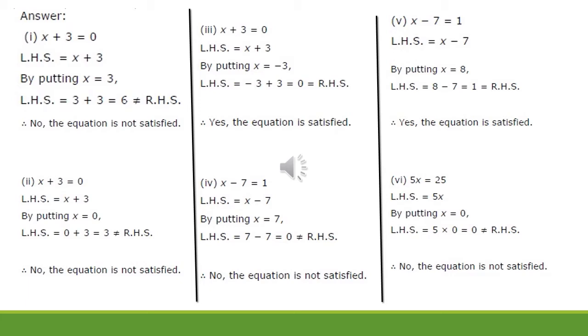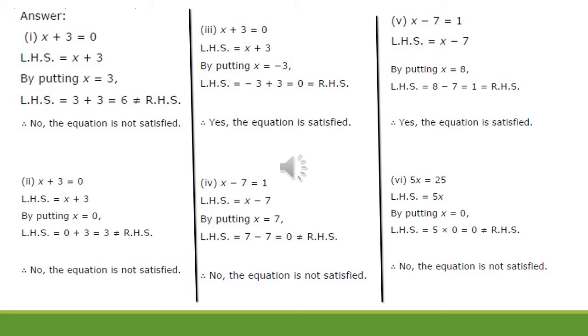Fifth part, x minus 7 is equal to 1. We are again identifying the LHS, that is x minus 7. When we put x is equal to 8, then LHS will be 8 minus 7, that is 1, which is exactly equal to the RHS given in the question. So in this case, the equation is satisfied.